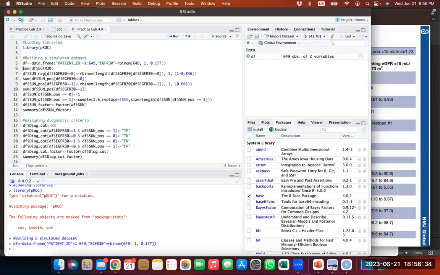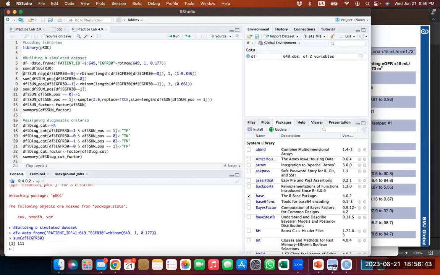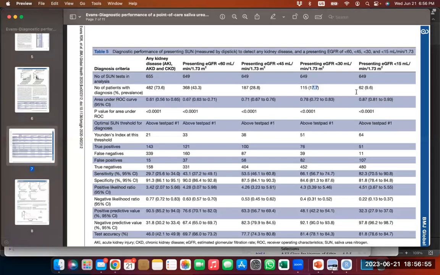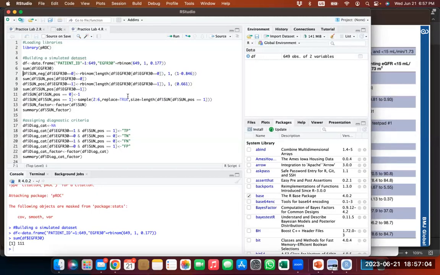Line 6 is doing nothing else but counting our entries of eGFR 30. So this is counting that second row. We have 111. All of you have different numbers because it's simulating it differently on your end. Okay, it's different. So 115 is what Reese has reported in his paper, and I have 111. 114, okay, good, close. This is a random generator, right? We're simulating data. It doesn't really matter.